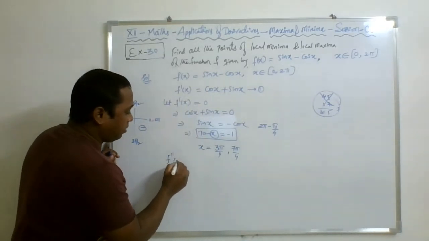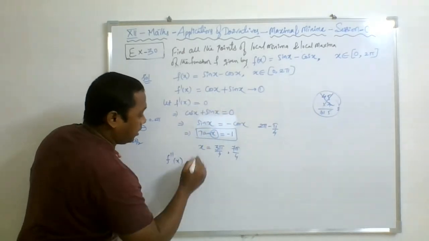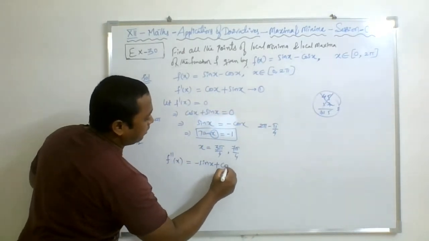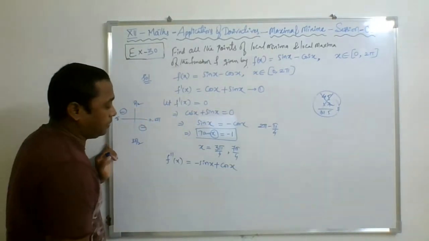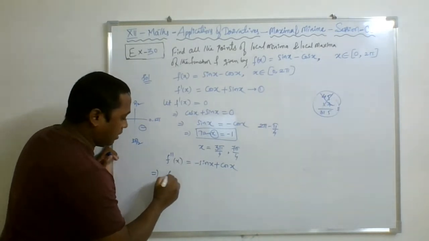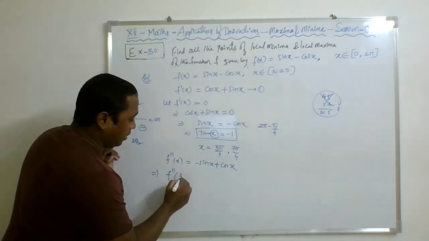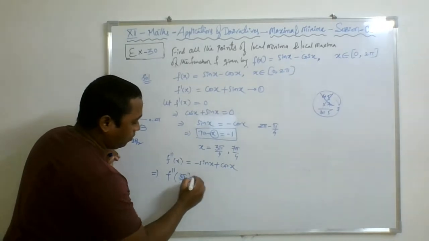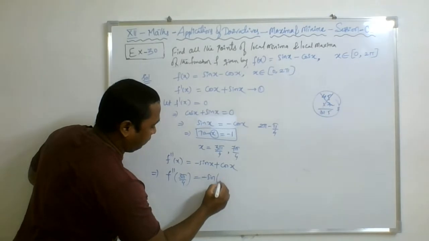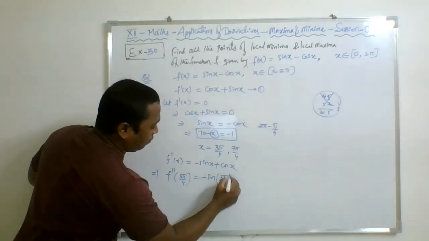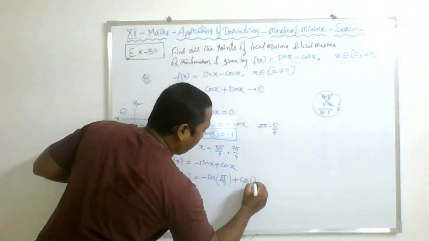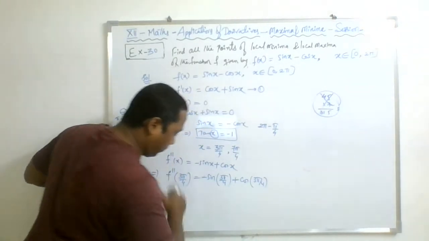That is, the double derivative of the function is what? Cos x is minus sin x is cos x. Now we'll put one after the other. F double dash of 3 pi by 4, it means minus sine of 3 pi by 4 plus cos of 3 pi by 4.